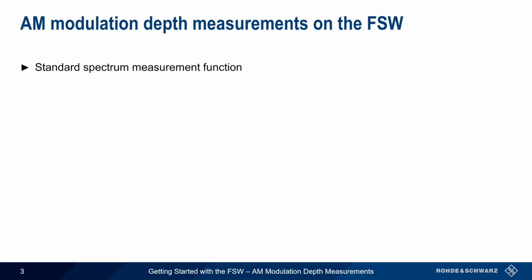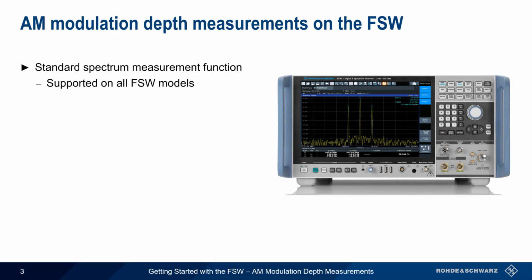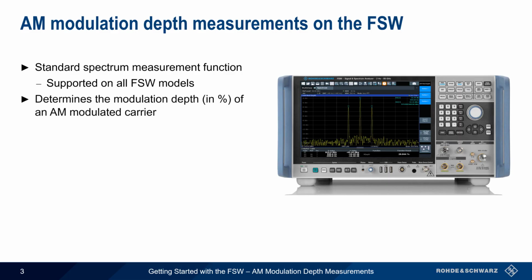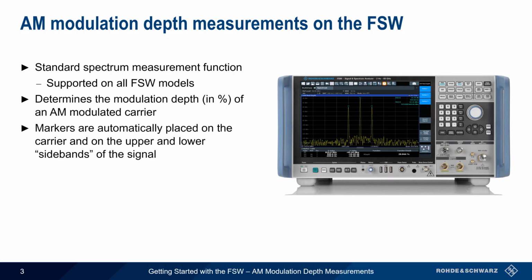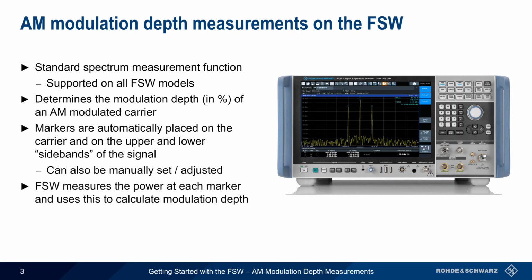AM modulation depth is one of the standard spectrum measurements on the FSW and is supported on all FSW series analyzers. This function can determine the modulation depth in percent of an AM modulated carrier. The FSW does this by placing markers on the carrier and on the upper and lower sidebands of the signal. This is normally done automatically, but it's also possible to manually place or adjust these markers. The power at each of these markers is then used to calculate and display the modulation depth.